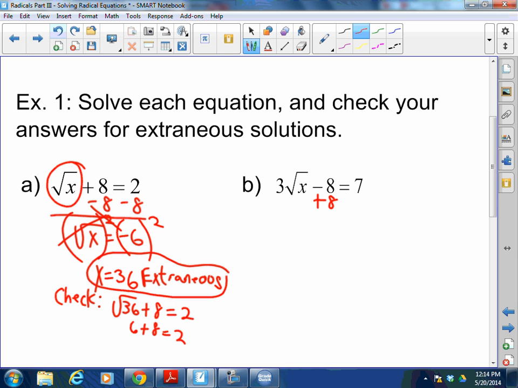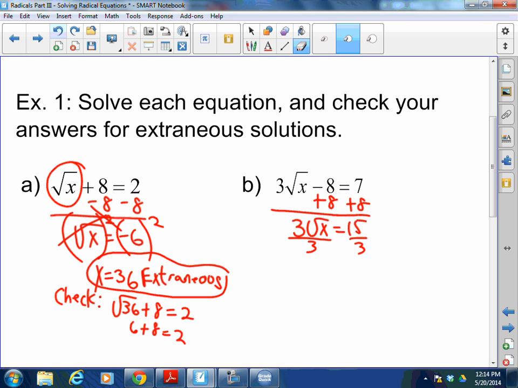So here I got a two-step equation. So I'm going to add 8 to both sides. 3 square root of x equals 15. Divide by 3. Square root of x equals 5. Sorry. Square root of x equals 5.